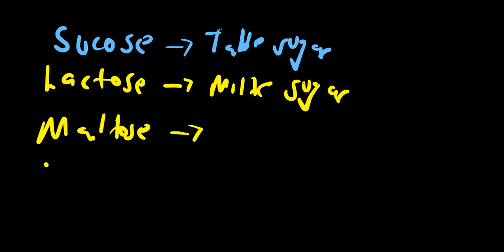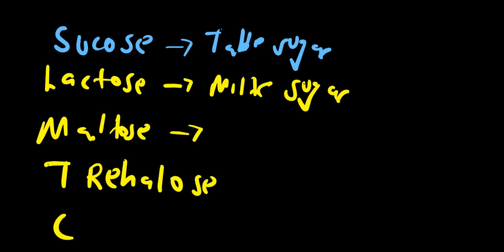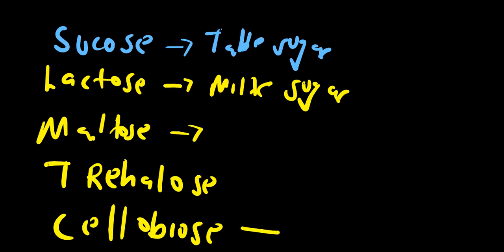Then there's also what we call trehalose, and there's also what we call cellobiose. Now cellobiose, just even the name, this is a disaccharide, but it's found in cellulose, or cell walls of plants. Then trehalose is usually found in fungi and bacteria. So these are some of the disaccharides that we can talk about.